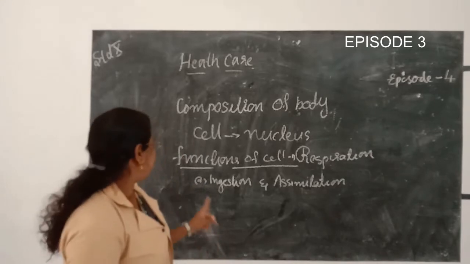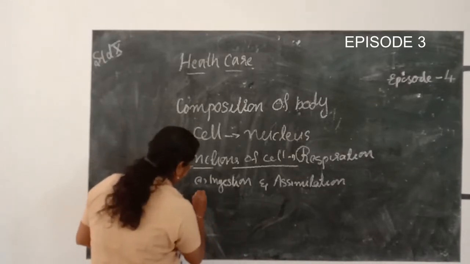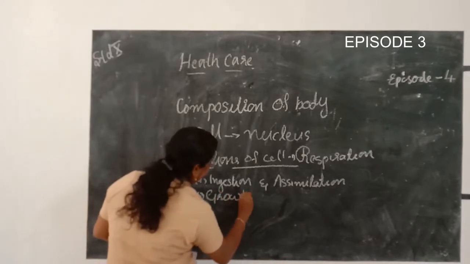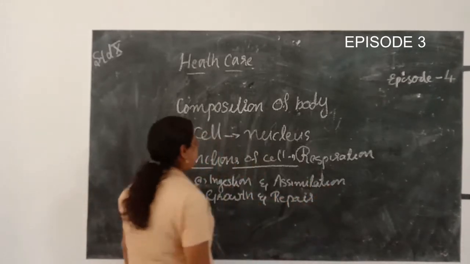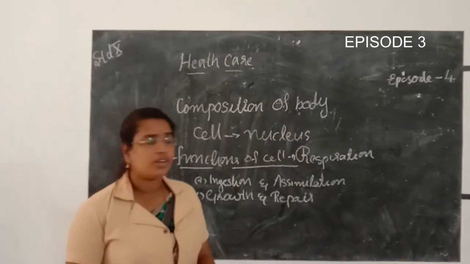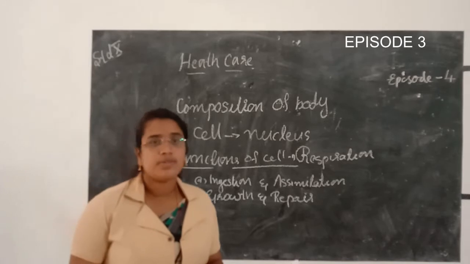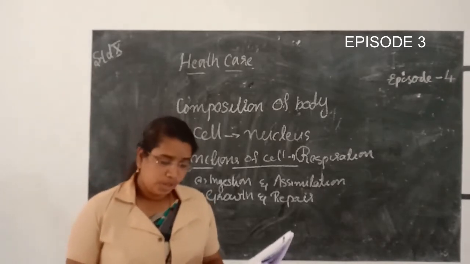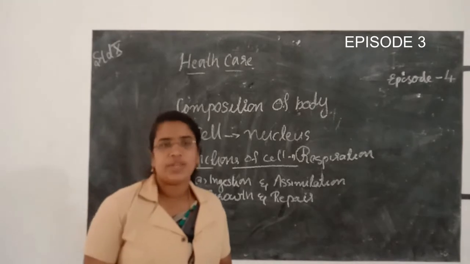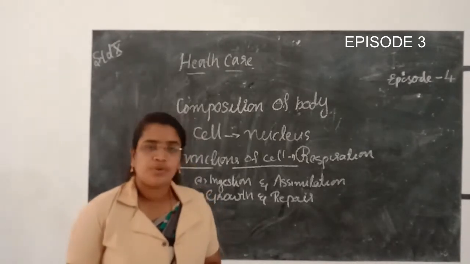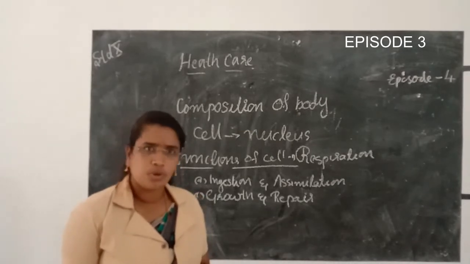Then the next function is growth and repair. First function, respiration. Second, ingestion and assimilation. The third one, growth and repair. Cells can synthesize new cytoplasm, so that growth and repair occur in the cell, in the body of an animal.